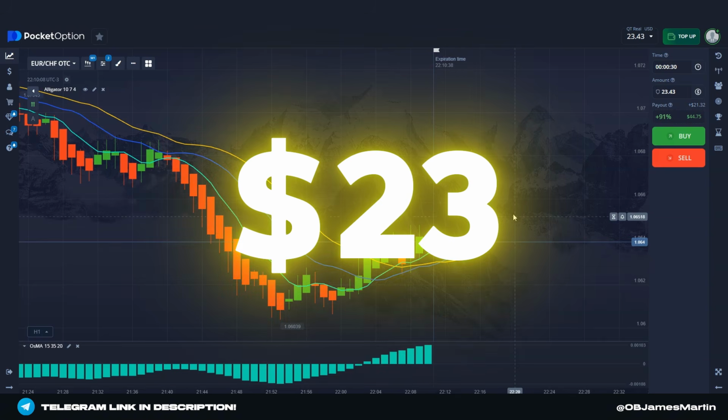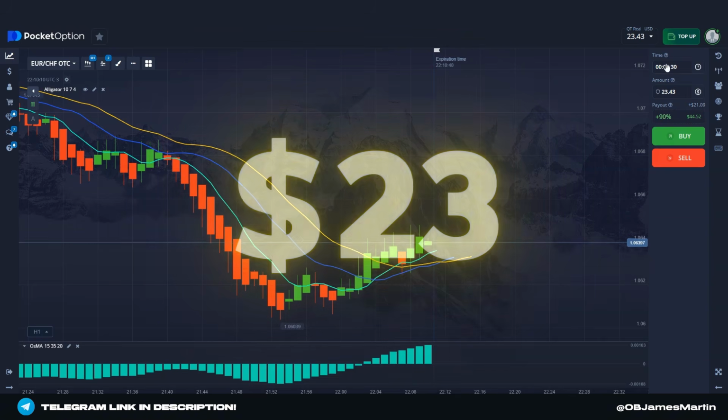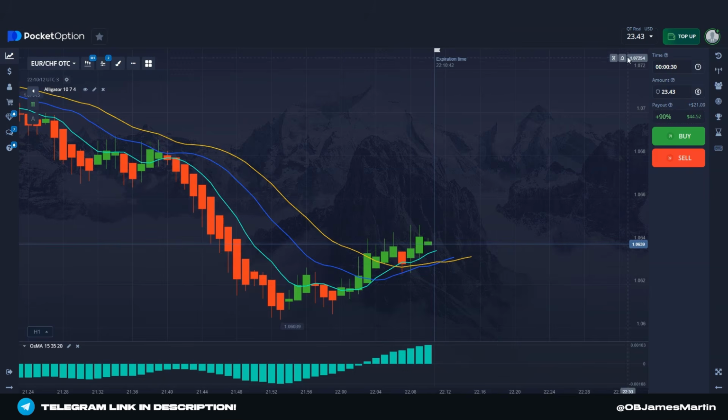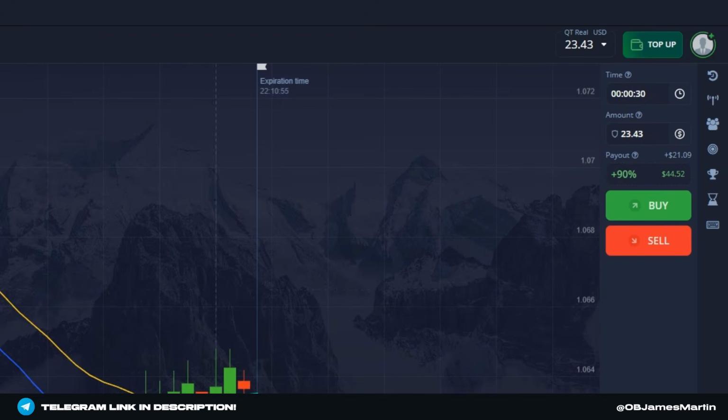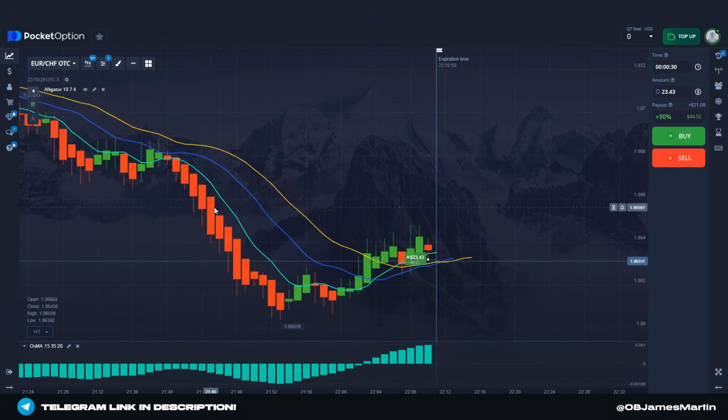I have $23 in my account. The trade time is 30 seconds. I will start with all my amount. My prediction is that the price will go up, okay? As it looks like here. Before I press the green button right now and open a buy trade, yeah, my guys, this is a fast strategy. So I tell you everything step by step. After a long downtrend right here, as you can see, okay?